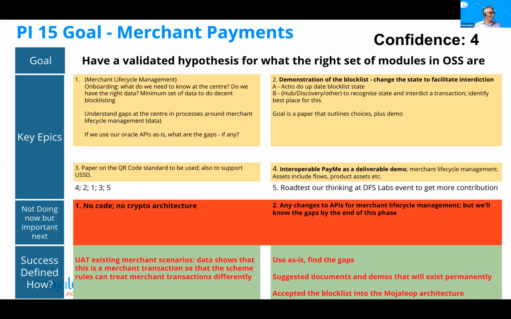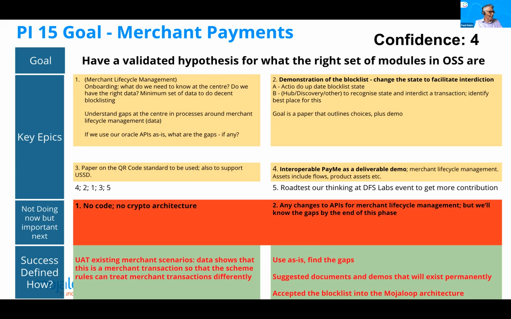Anyway, merchant payments. So our goal for the next PI is to have a validated hypothesis of what the right set of modules in OSS would be. In other words, make sure that we're heading in the right direction as opposed to actually doing it. So we've defined 5 epics around this. First of all, I think numbers 1 and 3 really relate to the same thing, merchant lifecycle management.